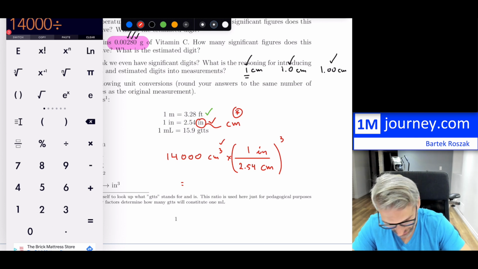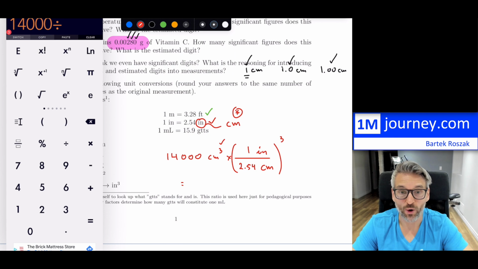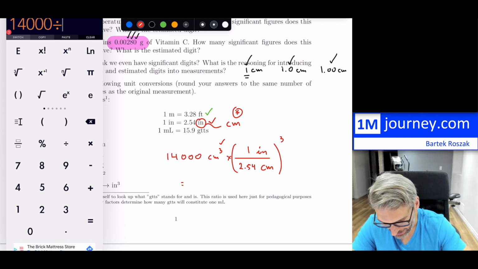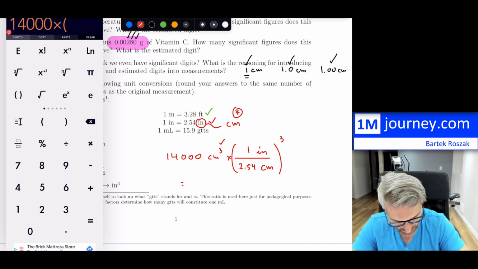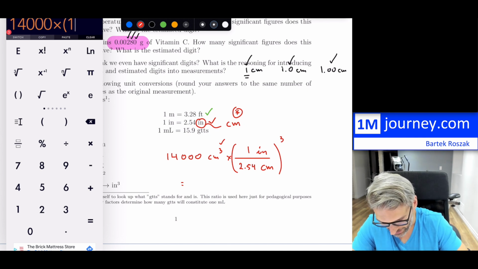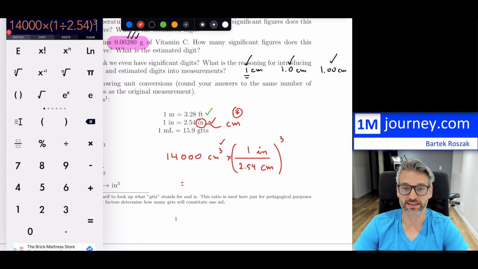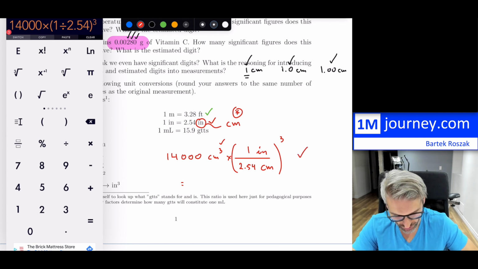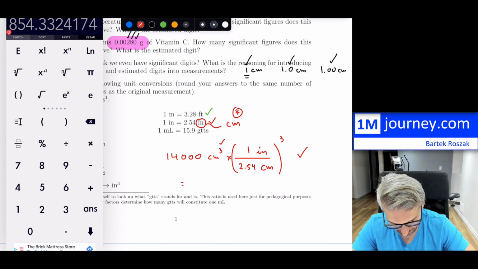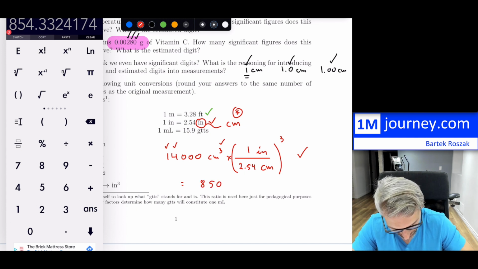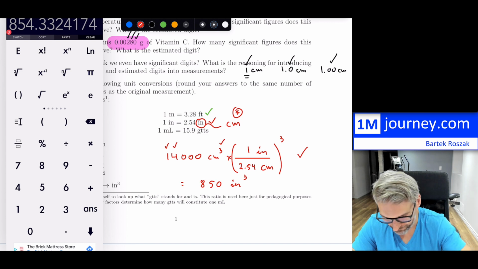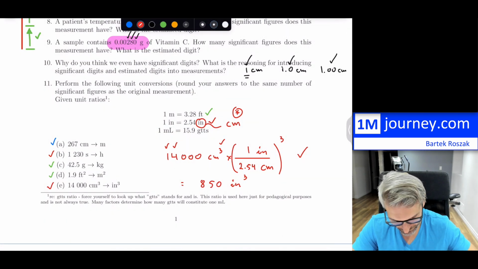14,000, and this is going to be divided by, because there's a 1 on top, so I don't need to really cube that. But actually, I am going to do this just for the sake of completeness. This would have been 1 divided by 2.54. So if you put that all in brackets, then you can cube this directly, and you have now inputted it into your calculator. So if I hit equals, this is what I'm going to get. Now this only has 2 significant figures, so I would round this to 850, and this would have been inches cubed. All right, so there you have that.